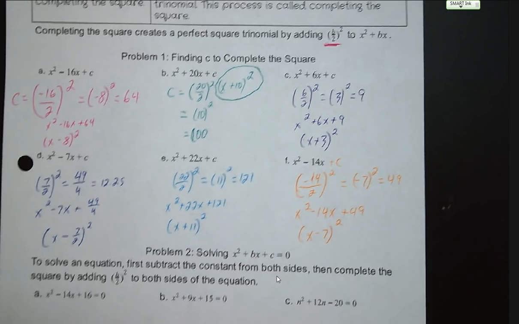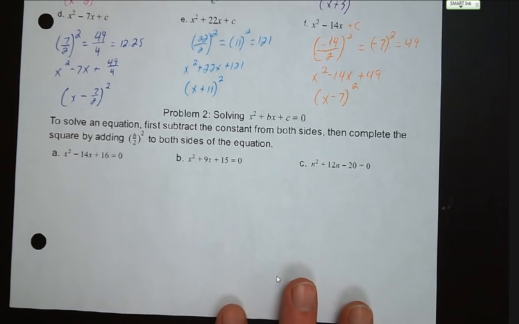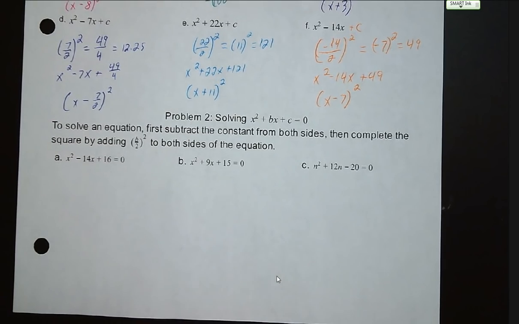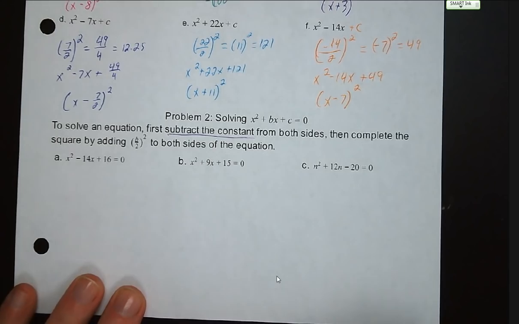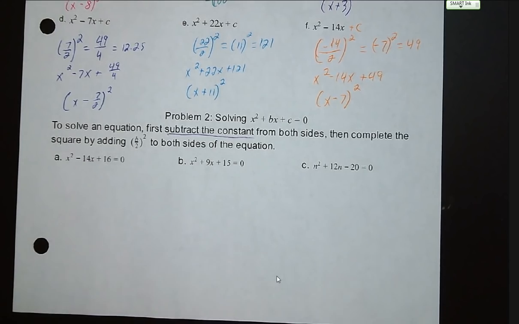Now, moving down to problem 2. Solving x squared plus bx plus c is equal to 0. So now we're putting these into an equation. The way to do completing the square in an equation, our first step is to subtract the constant from both sides, and then we do the completing the square process and add that value that we come up with to both sides of our equation. And from there, we can isolate our x and solve the equation. So let's start with that process.